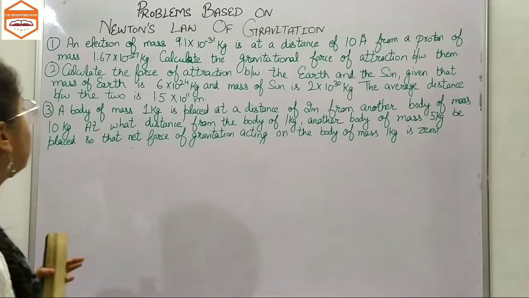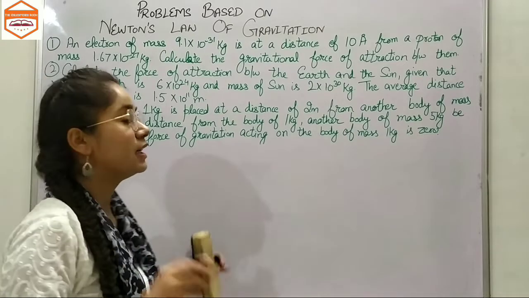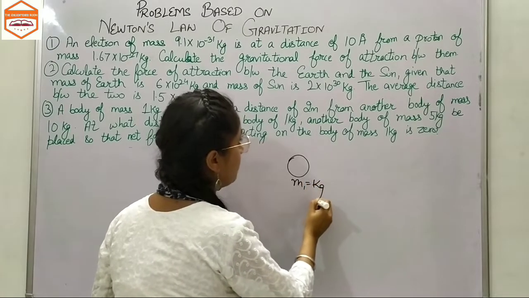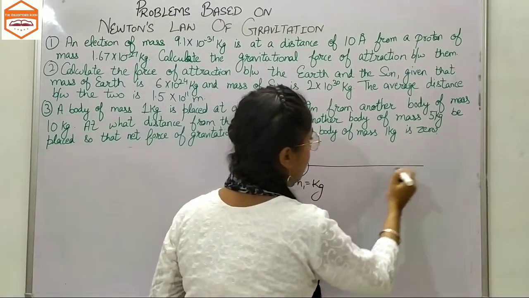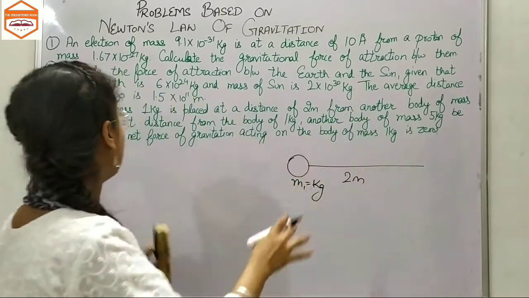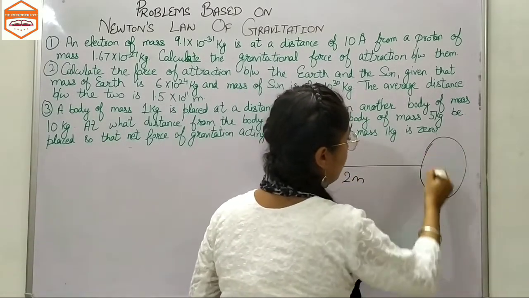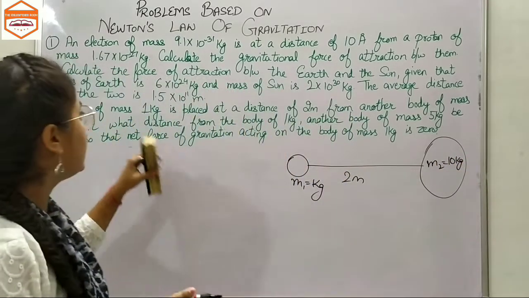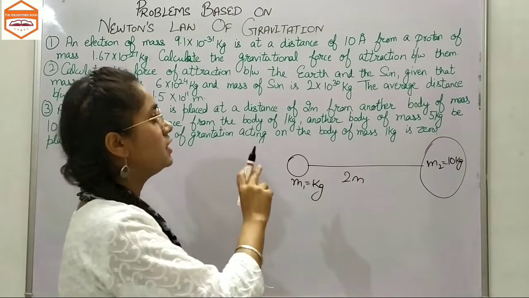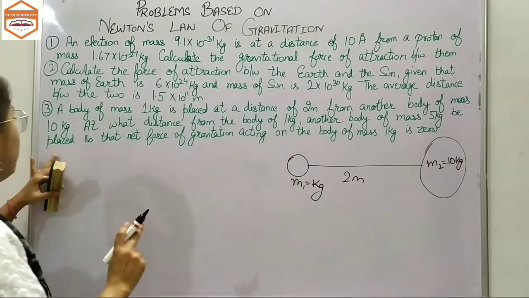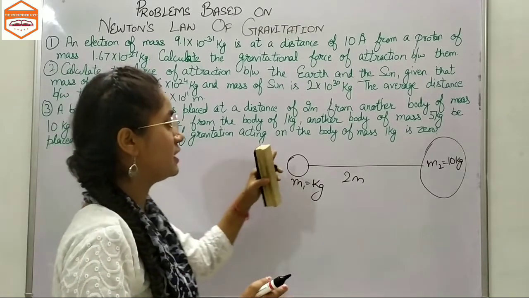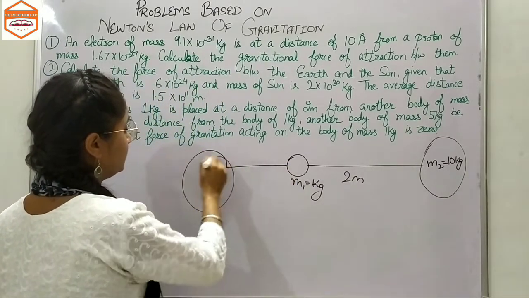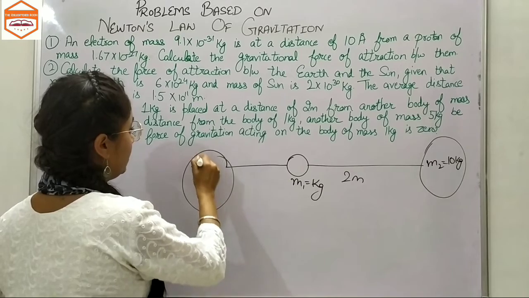In the third problem, what they have asked is a body of mass 1 kilogram. We have a body of mass m1 equals 1 kilogram placed at a distance of 2 meters from another body of mass 10 kilogram. We have another body of mass m2, that is 10 kilogram. Now at what distance from the body of 1 kilogram should another body of mass 5 kilogram be placed so that the net force of gravitation acting on the body of mass 1 kilogram is 0? So we have another body here that has mass 5 kilogram.